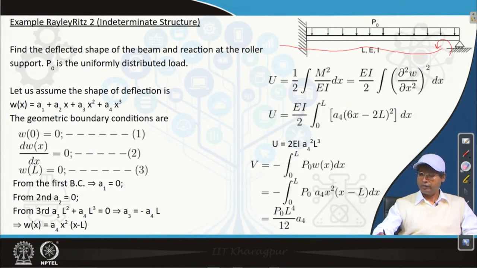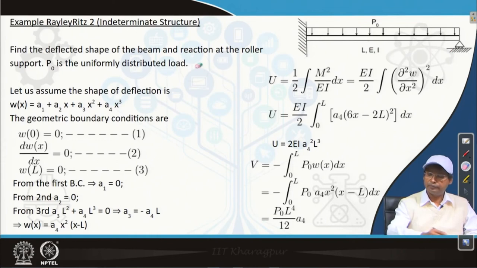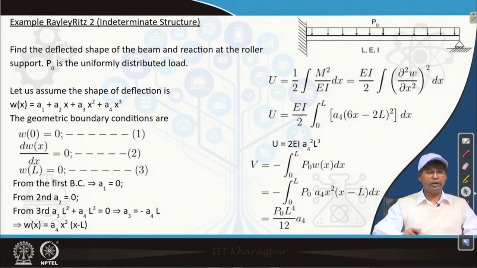This is again one indeterminate problem, and we will use the Rayleigh-Ritz method to solve this. Here, as we have already discussed in the previous example, the a priori assumed displacement function was very close to the exact one. That is the reason with only i equals 1, or considering only the first term, we get a very close solution. Let us see what happens in this particular case. So, let us try to solve the problem.